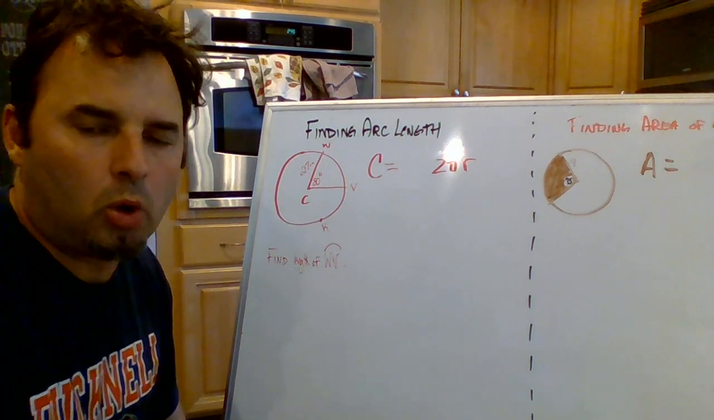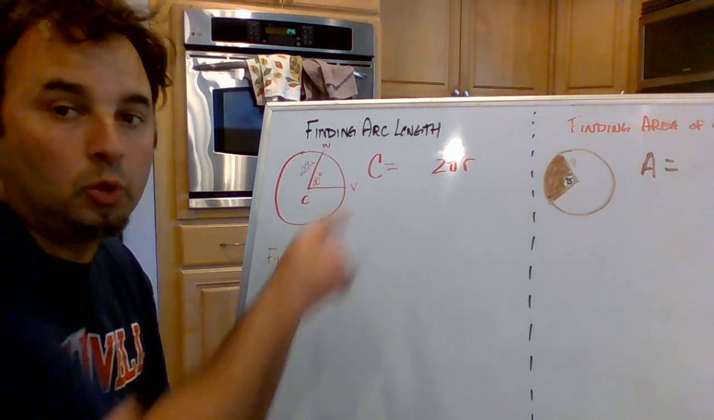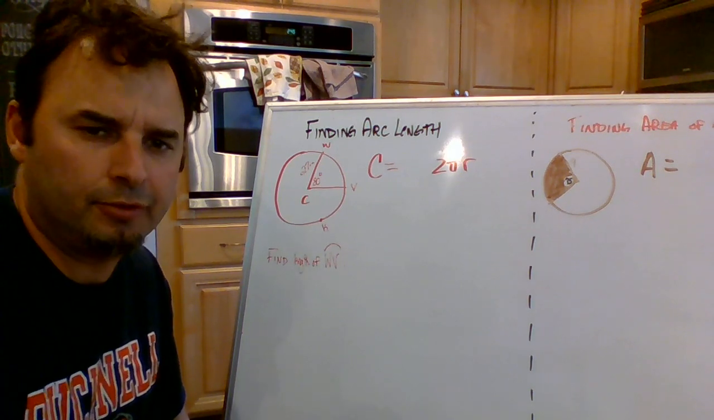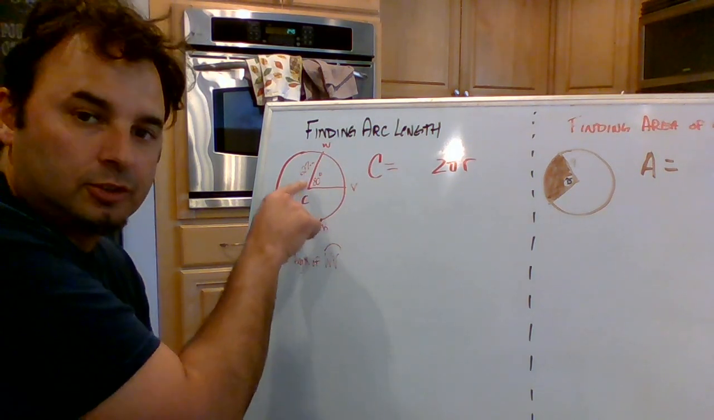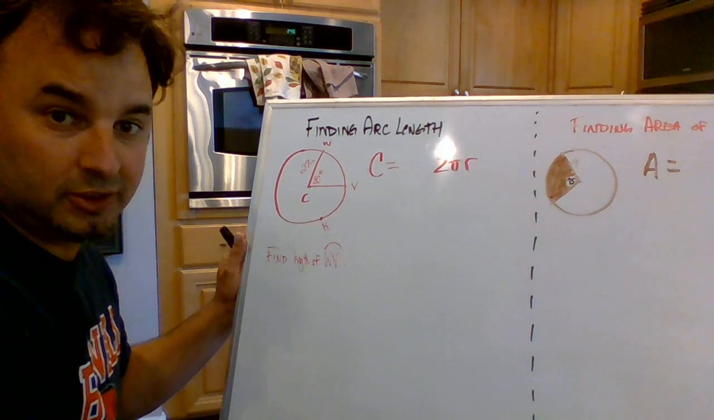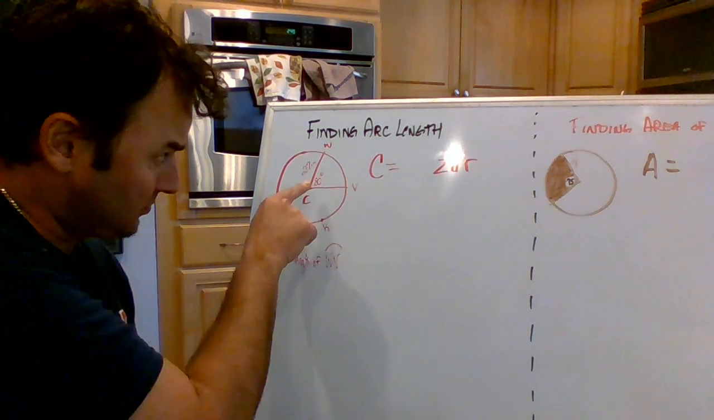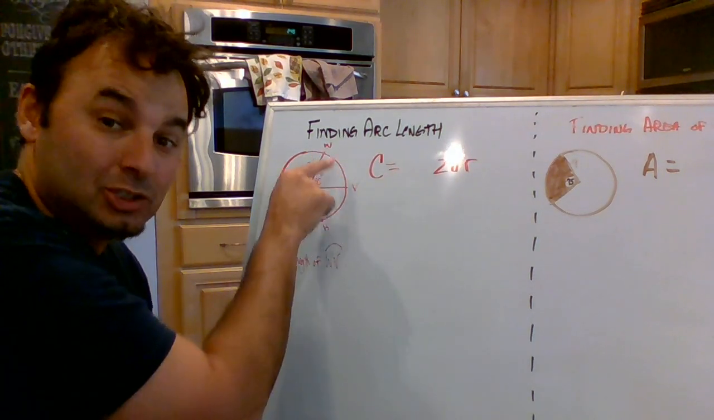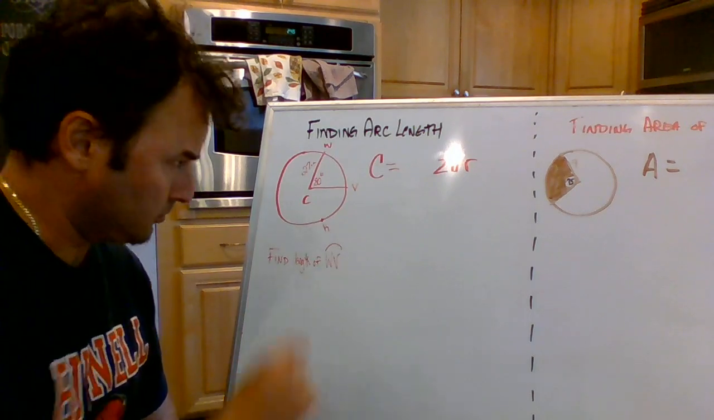All right, guys, let's explore arcs a little more. First, we want to do arc length. As we talked about in a previous video, if the measure of a central angle is 80 degrees, I'm not sure if you can see that, that's an 80-degree central angle. The measure of this arc is also 80 degrees.